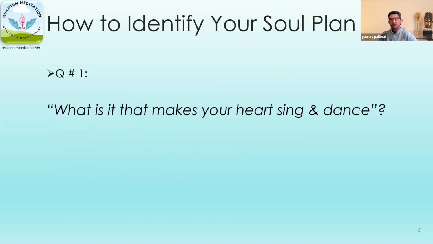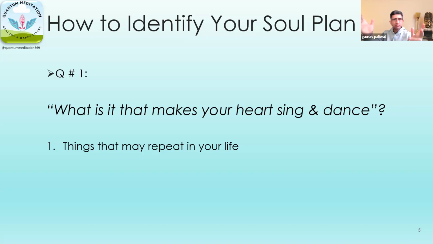So how? Without going anywhere, very simply, is it possible that you can find it out? First question you may ask yourself: what is it that makes your heart sing, dance? That means it makes you happy. There are a couple of ways to dig into the things that may repeat in your life. Because you can identify one particular thing and say, yeah, this is one thing which really makes me happy, feel like dancing. So the question is, related to that, are there things which are repeating in your life? Think deeply and write them down.